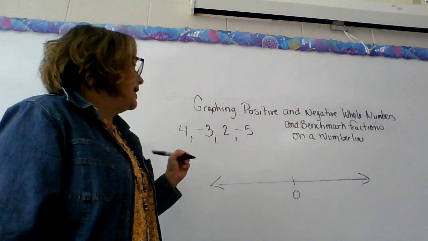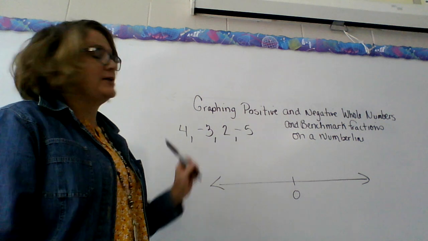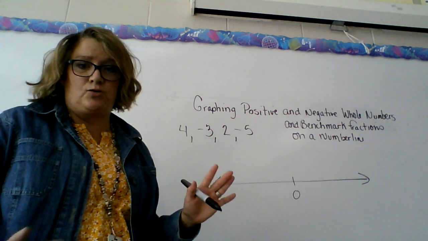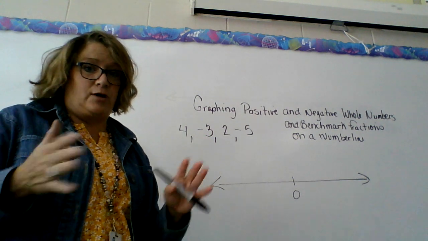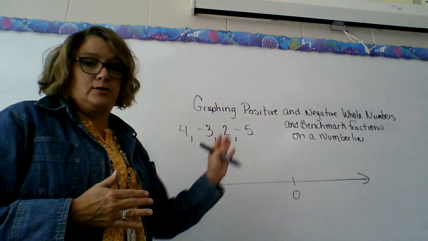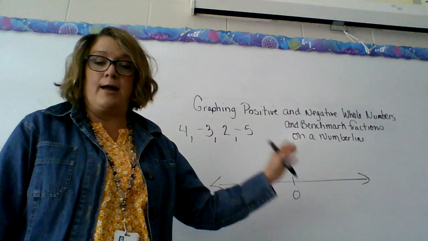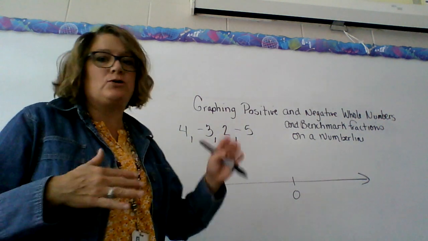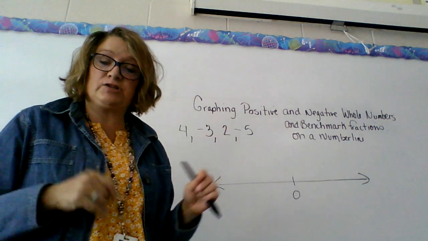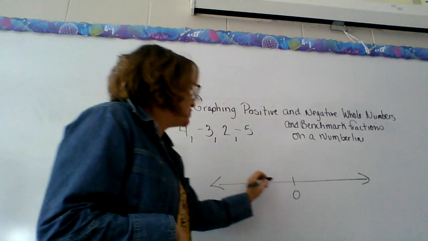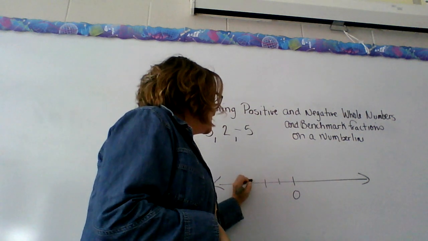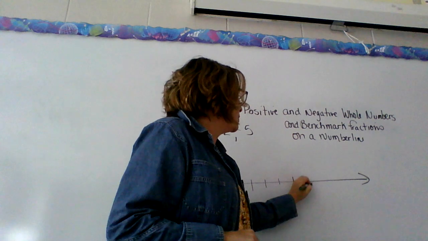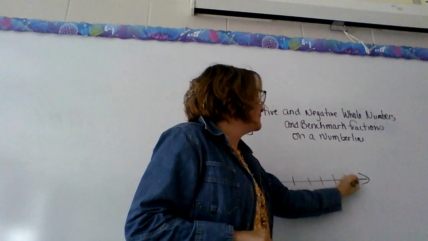It looks like the largest number I go to on the left is -5, and on the right it's +4. But I'm going to set these up so that I have an equal number of hash marks on the left as I do on the right. So I'm going to put 1, 2, 3, 4, 5 on the left, and I'm going to do the same over here. 1, 2, 3, 4, 5.